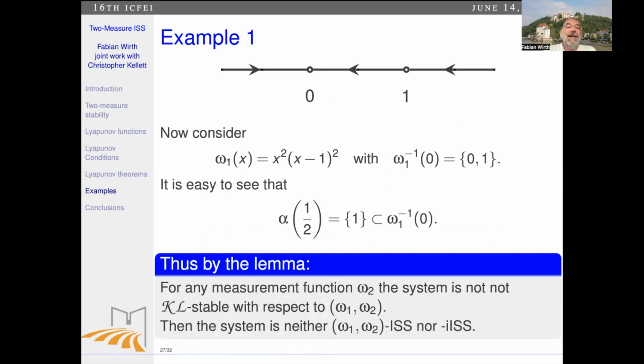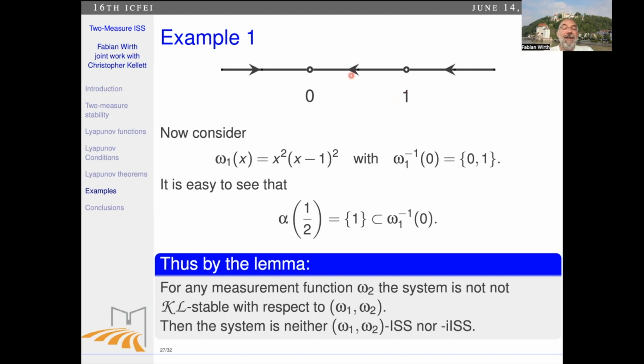So let's look at a nice measurement function for this. And what we'll do is we'll take a proper indicator of our fixed points, right? So omega-1 of x is x squared times (x minus 1) squared, right? So the zero level set is precisely these two points, 0 and 1.